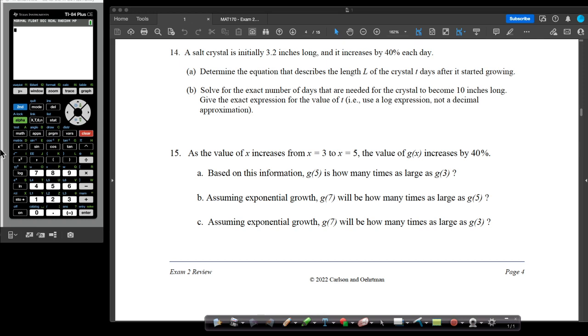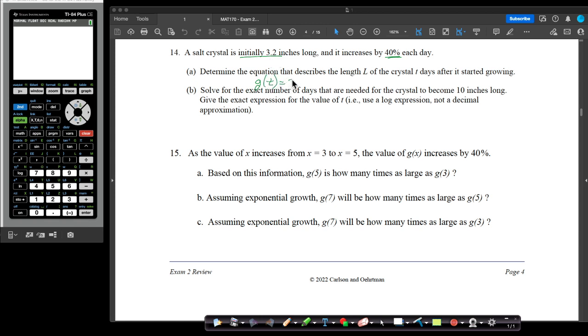For 14, we have, again, something that appears to be exponential because we're given a percent change, percent each day. We're given an initial value, and that it's some crystal that's growing, increasing by 40% a day. Determine the equation that determines the length L of the crystal T days after it starts growing. So we'll go with G for growth, G of T.